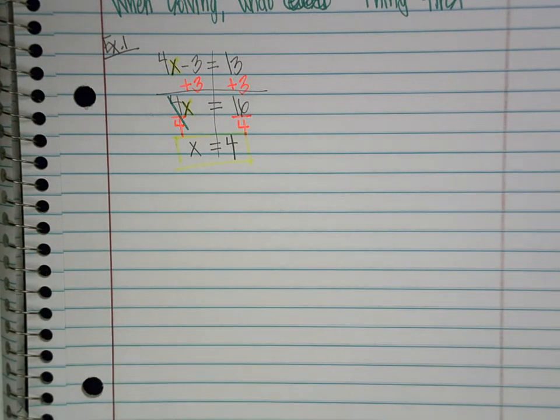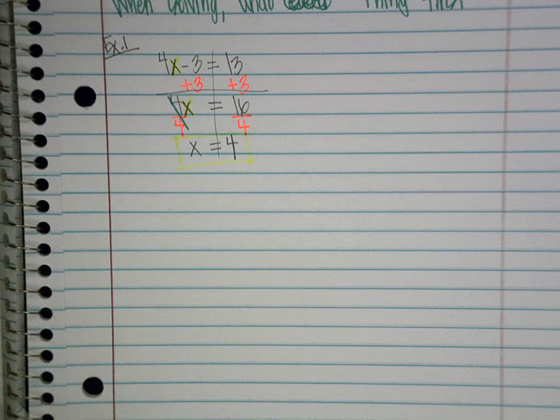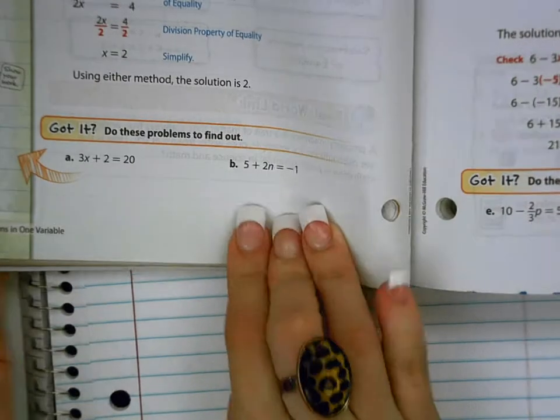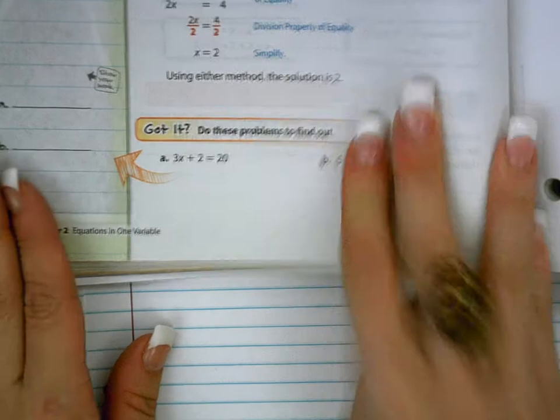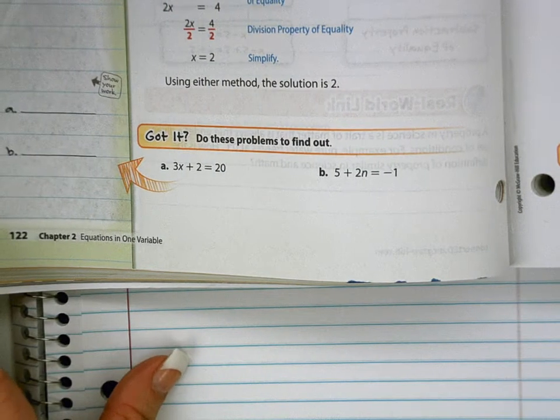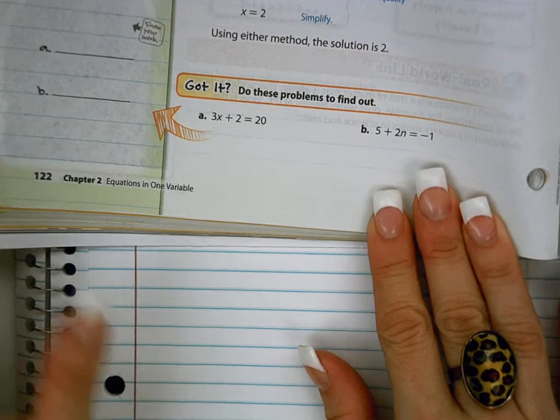So what I'd like you to do now, because this is pretty basic, I think you guys have done this before, is I want you to open up your books to page 122. Okay, let's open up our books to page 122. And I want to see if you can do the got it A and B. Okay, so open up your books. Let's look at these two got it. Page 122. I want you to look at A and B.